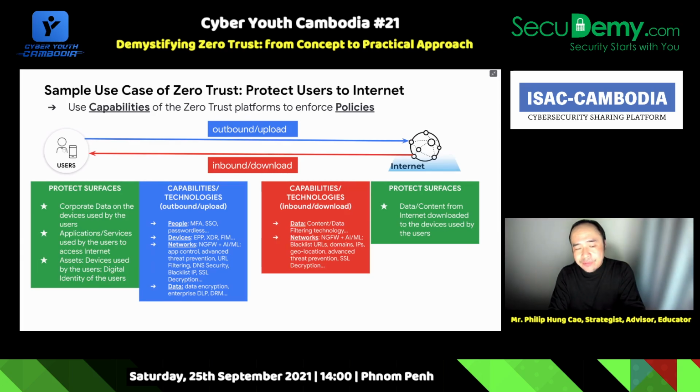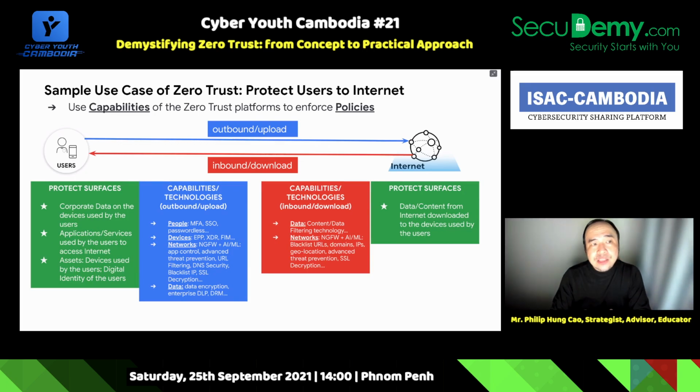And at the device level, you may think about things like EPP, the endpoint protection platform, or more recently XDR, extended detection and response, which was also highlighted by Forrester, and some other things like file integrity monitoring, FIM, something like that, right? At the network side, normally we'll talk about the next generation firewall, right? Because it's the best way to enforce the zero trust capability and also control the network.